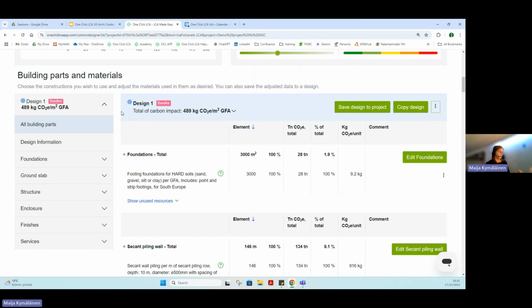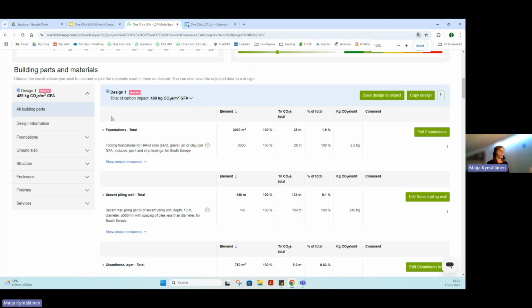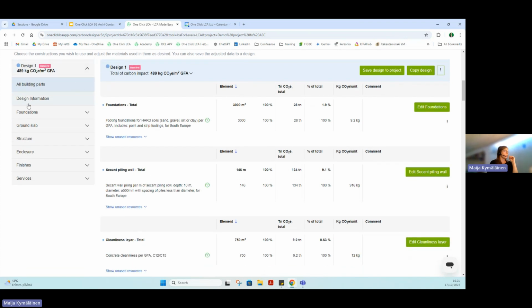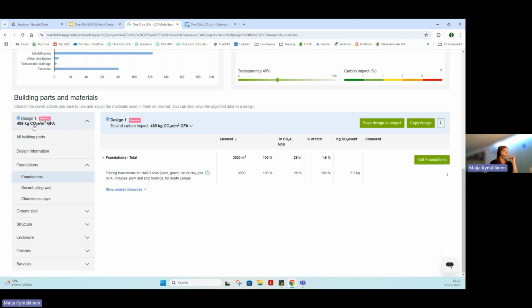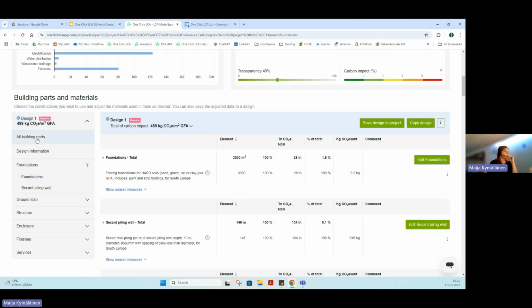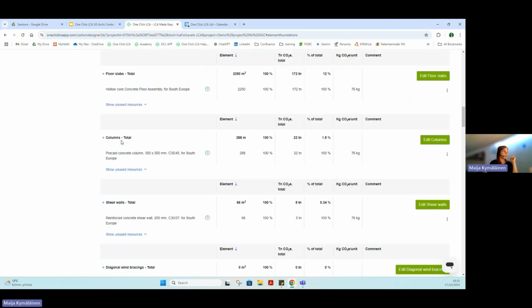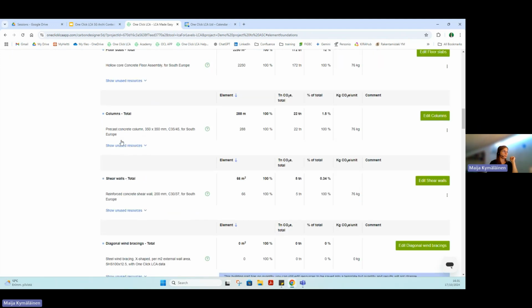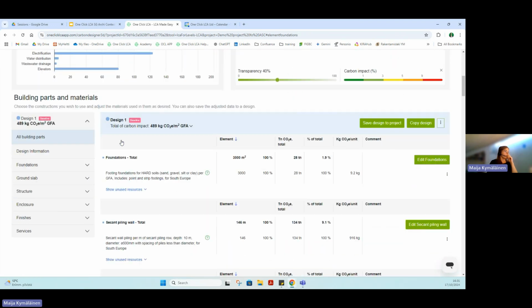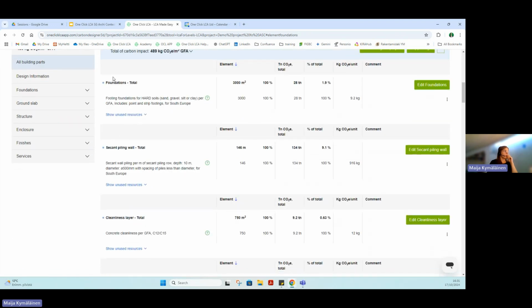And then when we scroll down, should I put it a bit smaller? Yeah. We have all these building parts and materials separated. So here you can use this to navigate. So you can only show foundations, for example, or you can show all building parts and then you have this list here. And then here it is possible to start editing.